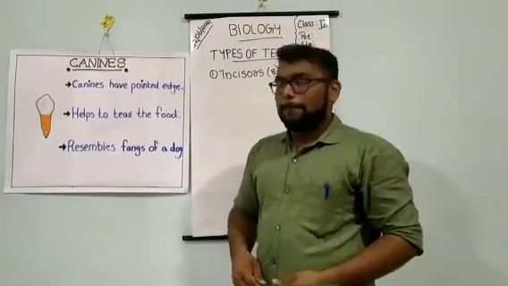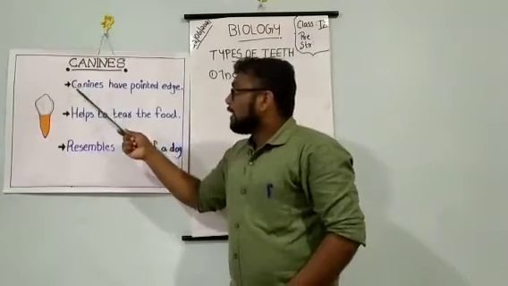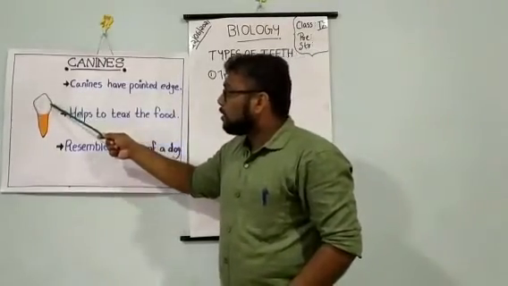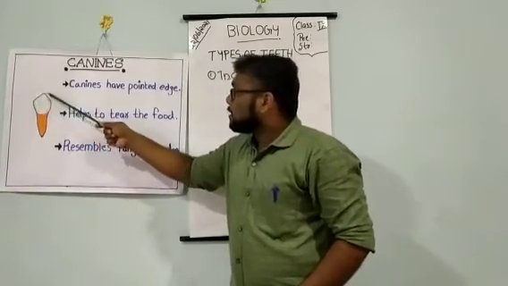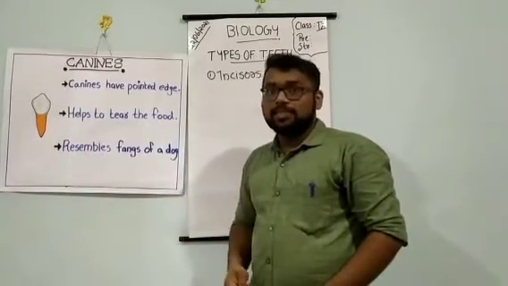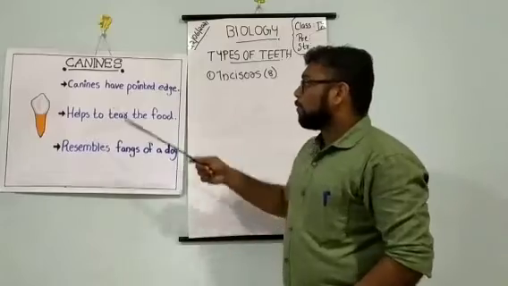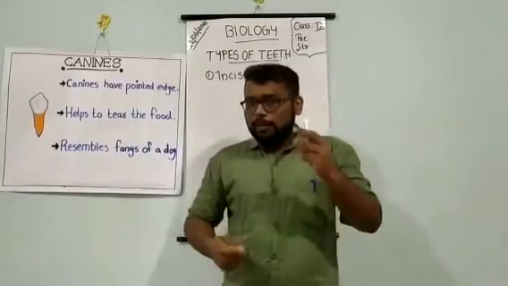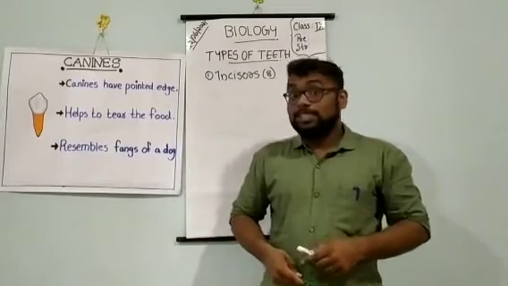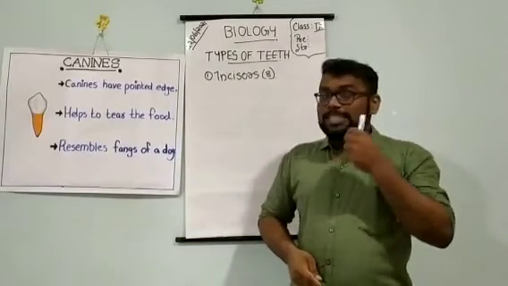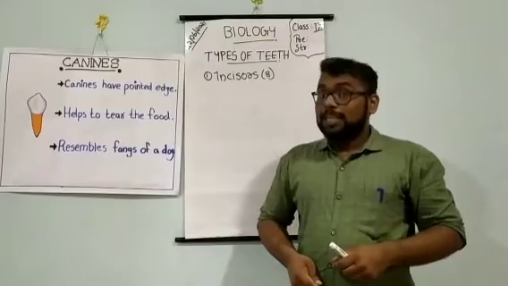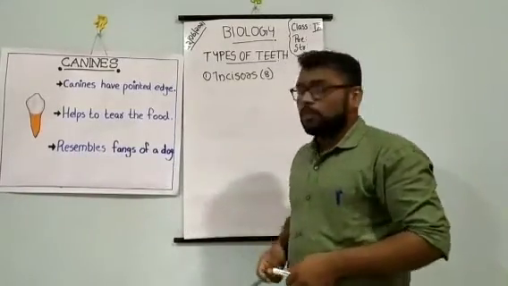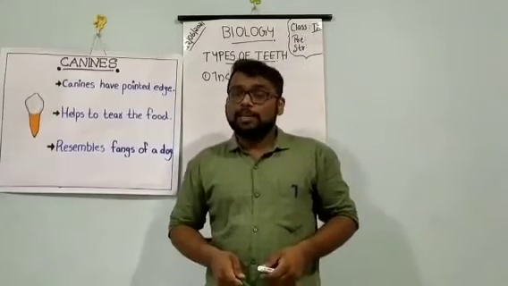Are you ready? Yes. The first point is canines have a pointed edge. You can see in the image the canines have a pointed edge, isn't it? They help to tear the food. Imagine eating a piece of chicken. We tear the food with our canines. Then, they resemble the fangs of a dog.